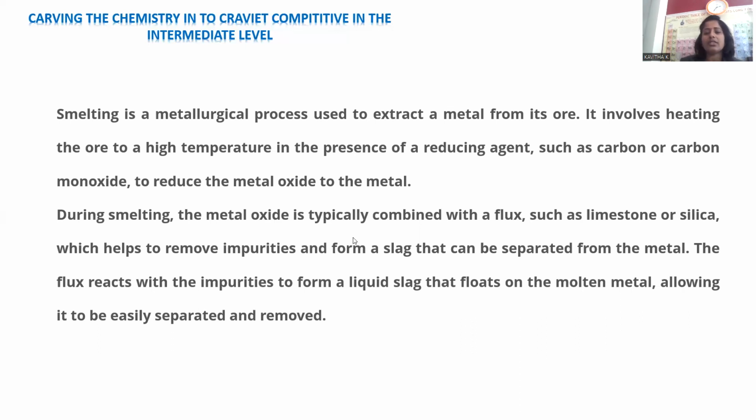During smelting, the metal oxide is typically combined with a flux. Flux may be limestone or silica. The use of flux is so that impurities can be removed as slag. Whatever contaminants are present in addition to the given metal can be discarded by the addition of this flux. Here, limestone or silica can be added. The flux reacts with the impurities to form liquid slag that floats on the molten metal, allowing it to be easily separated. If it is floating, you can easily separate that slag. So a pure metal can be extracted by this process.